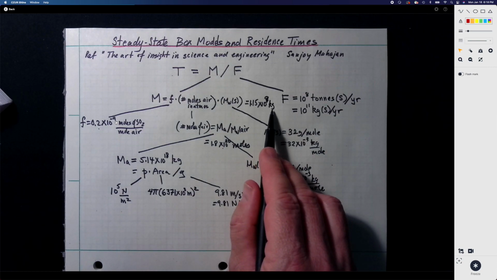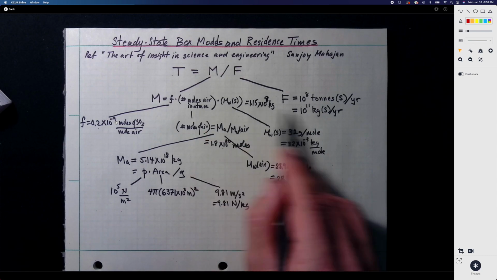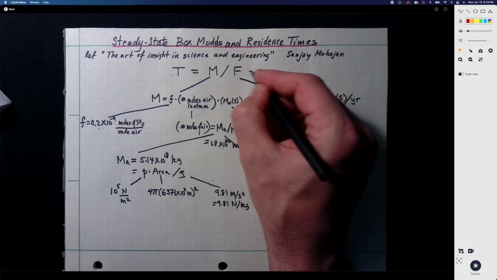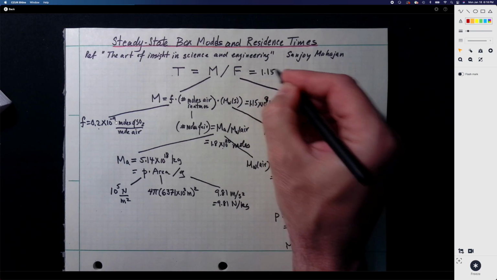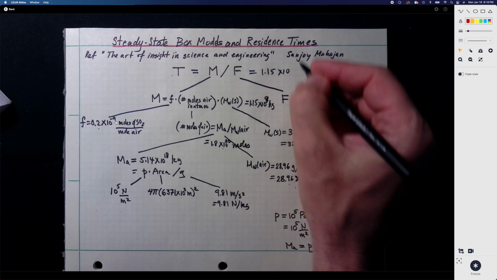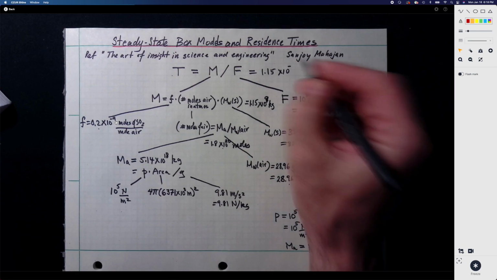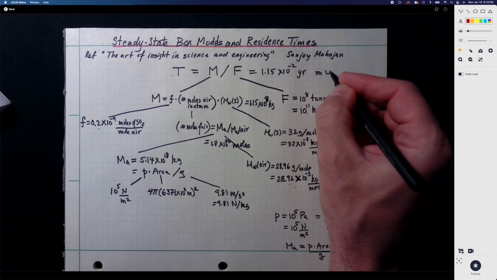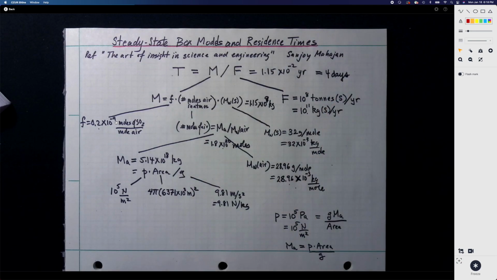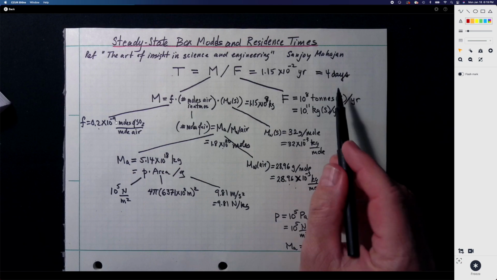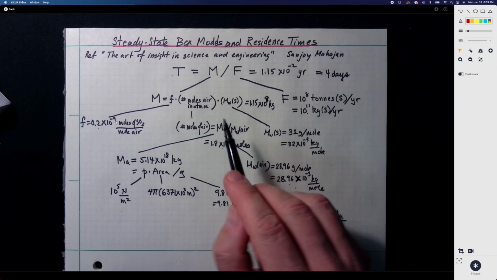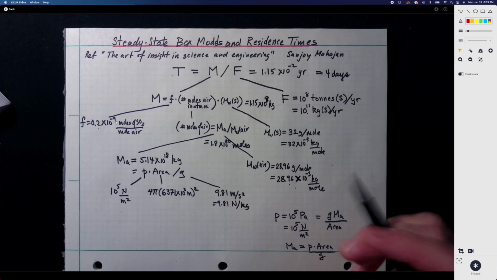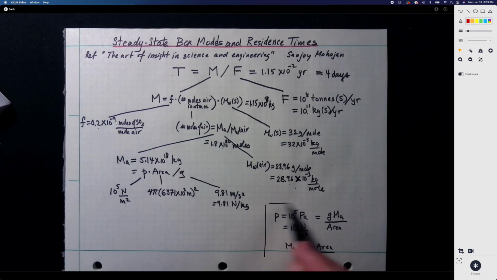of sulfur. And then up here, if we divide this one by the flux, we get 1.15 times 10 to the 9 minus 11, which is 10 to the minus 2 years, which is equal to about 4 days, which is short compared to the mixing time of the atmosphere. So the original hypothesis that if we took measurements in remote parts of the atmosphere, it wouldn't be much influenced by anthropogenic emissions seems like a reasonable one. So our calculation is consistent, at least.